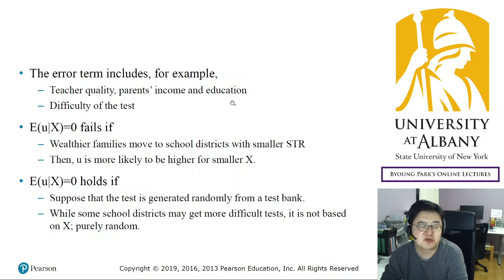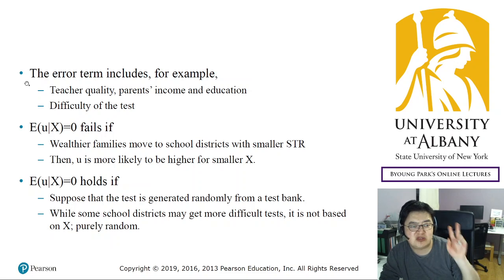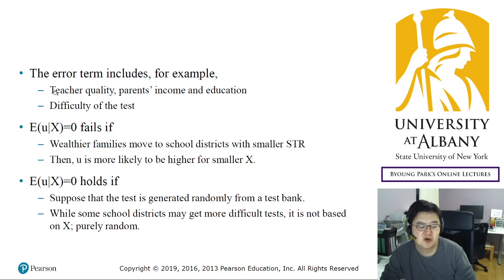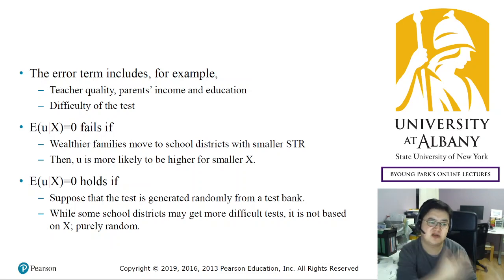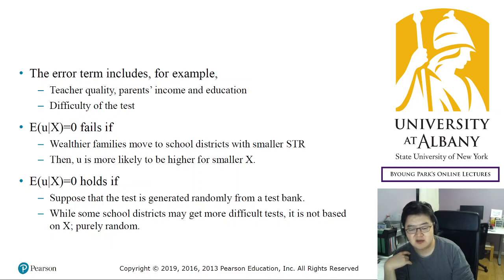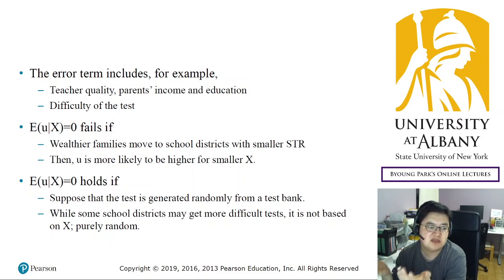I made up some stories. You may think about two different ways. There are two different types of variables you can think of as the error term. For example, you can think about teacher quality, parents' income and parents' education, or student composition, or school facility, or maybe state policy, state tax rate, whatever.